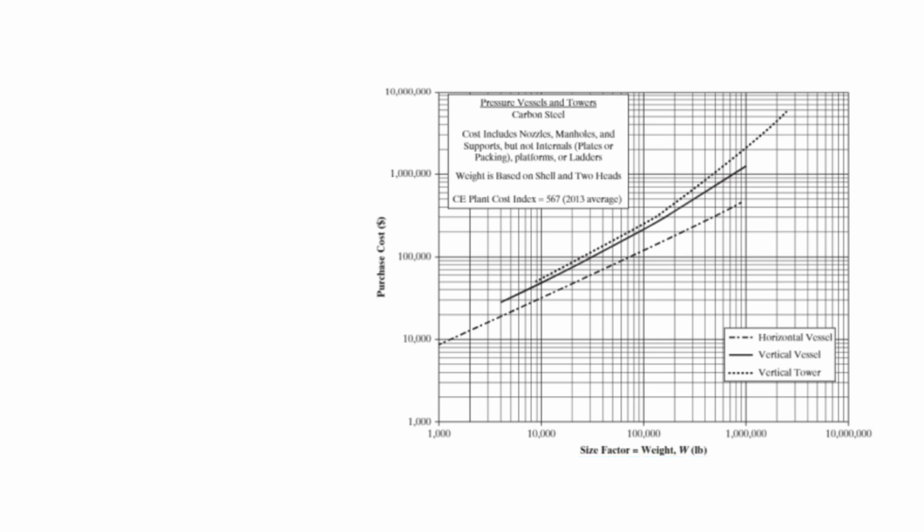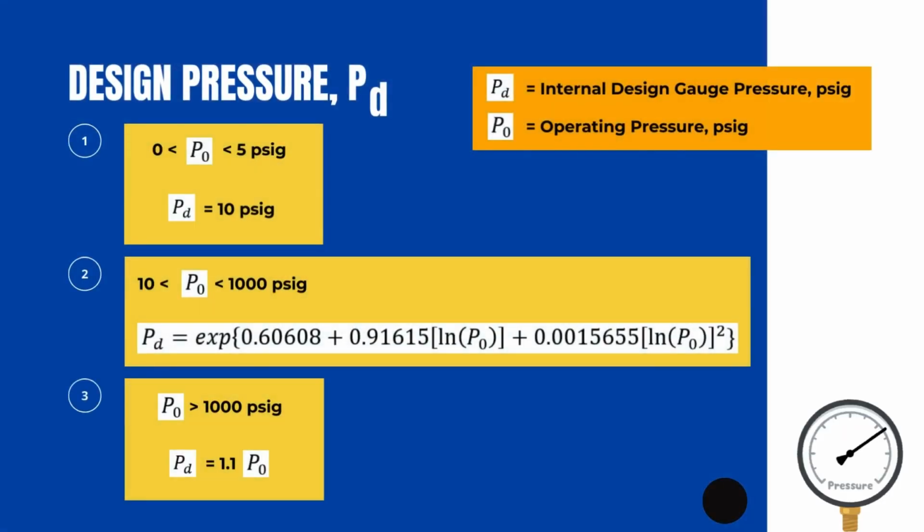As can be seen in the equation of wall thickness TP, we need the information of PD, which is internal design gauge pressure, or design pressure, in the unit of psi gauge. As recommended by Sandler, the design pressure needs to be greater than the operating pressure, P0. There are three cases. Firstly, if P0 is between 0 to 5 psi gauge, then we use PD equal to 10 psi gauge. Secondly, in the range of operating pressure P0 from 10 psi to 1000 psi gauge, we can use the following equation. And lastly, if P0 is greater than 1000 psi gauge, we use a design pressure equal to 1.1 times the operating pressure.